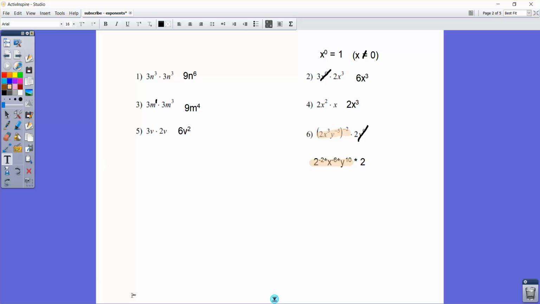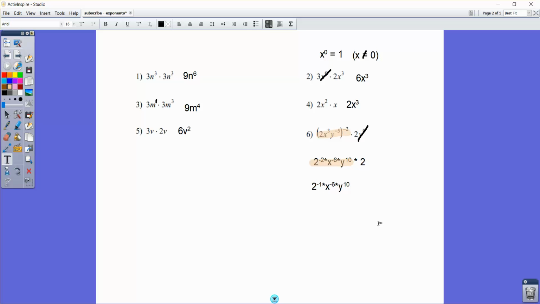Now I'm going to combine that 2 with this 2 to the negative 2 to get 2 to the negative first, because negative 2 plus 1 is negative 1. So 2 to the negative first times x to the negative sixth times y to the 10th. Okay? I wish there was a shortcut key for superscripts on here. Maybe there is, who knows.